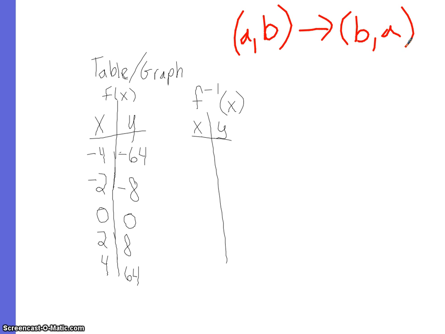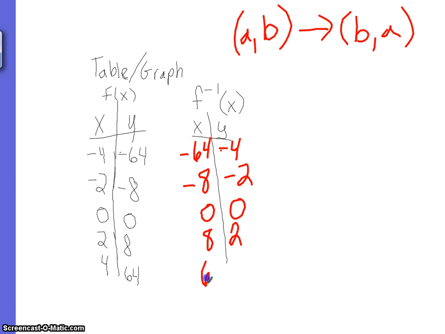So if I'm trying to find the table of f inverse here, I'd have negative 64, negative 4. If I've got negative 2, negative 8, it will switch to become negative 8, negative 2. 0, 0. Doesn't really matter if we switch that. 2 comma 8 would become 8 comma 2. 4 comma 64 would become 64 comma 4.